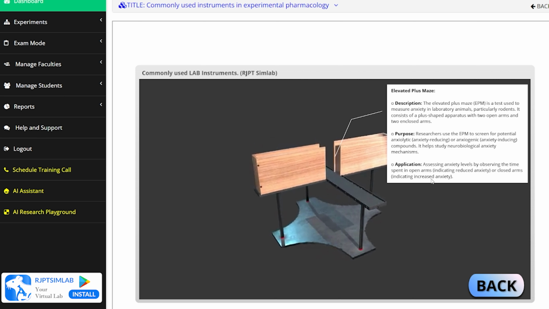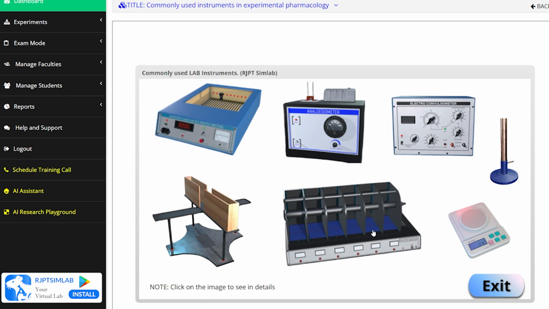This statement says that in this instrument, we observe the time spent by the rodents in the arms, either the open arms or the closed arms. If the time spent in the open arms is more, it indicates the anxiety levels are reduced. Or if the time spent by the rodent in the closed arms is more, it indicates increased anxiety levels in the rodents. Now let's move on to our sixth instrument.